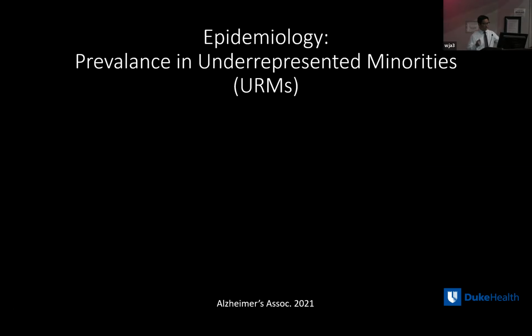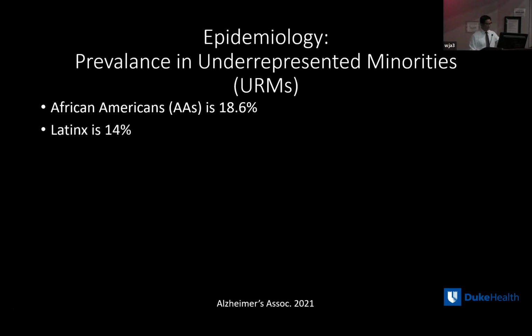Now, the prevalence in underrepresented minorities, though, unfortunately has not changed. So I think that's kind of the contrast that I want to point out today, is that although the incidence is decreasing, the prevalence remains quite high for underrepresented minorities. In the African-American population, 18.6% are affected with this disorder. In the Latinx population, 14%. And to compare, people of European American descent have about a 10% rate of developing Alzheimer's disease.